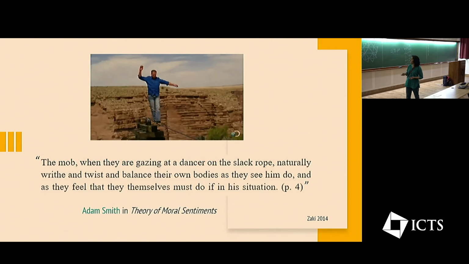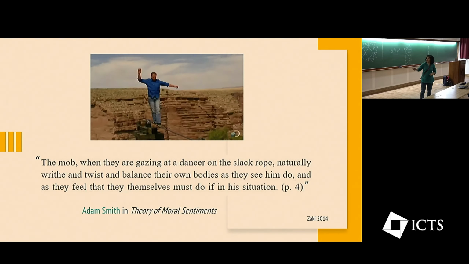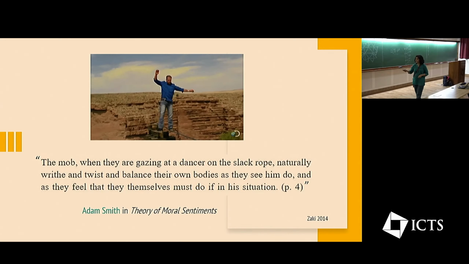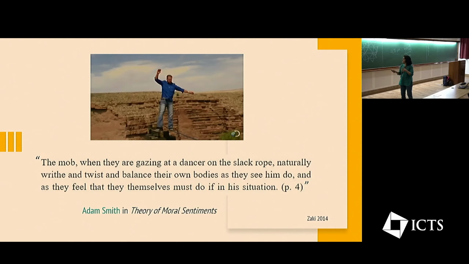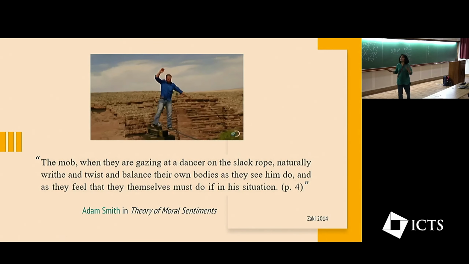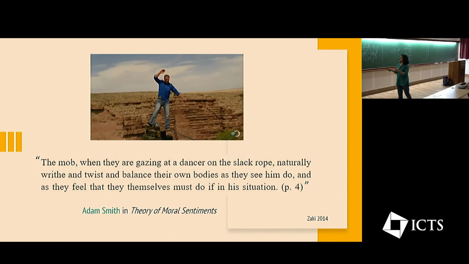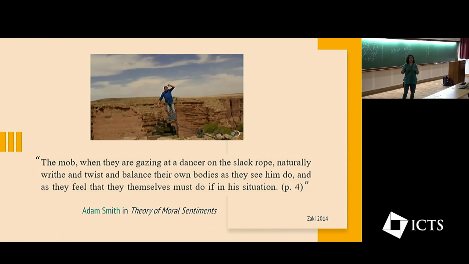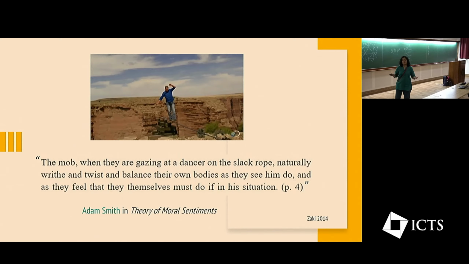An example of that is very nicely quoted by Adam Smith in his book, Theory of Moral Sentiments, where he says, the mob, when they are gazing at a dancer on the slack rope, naturally writhe and twist and balance their own bodies as they see him do, and as they feel that they themselves must do if in his situation. I hope this is something that you all can identify with, right? This is considered to be very automatic.